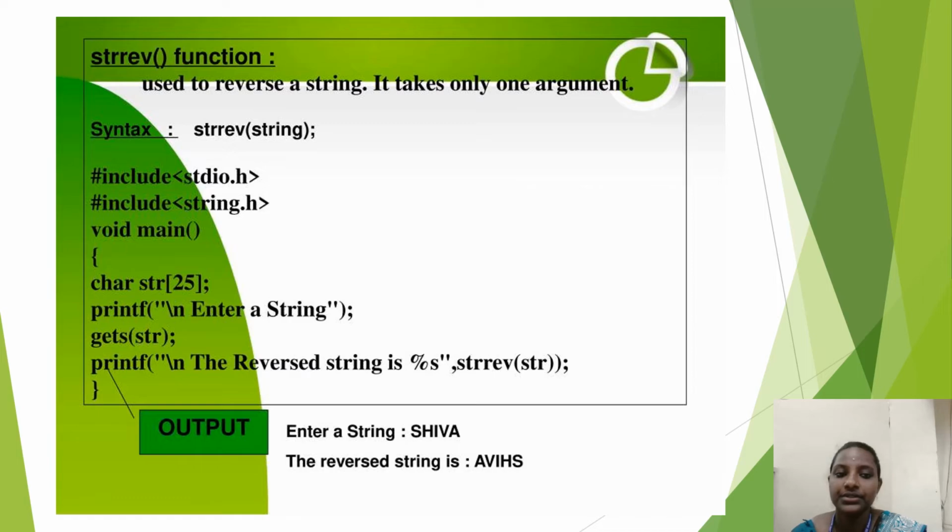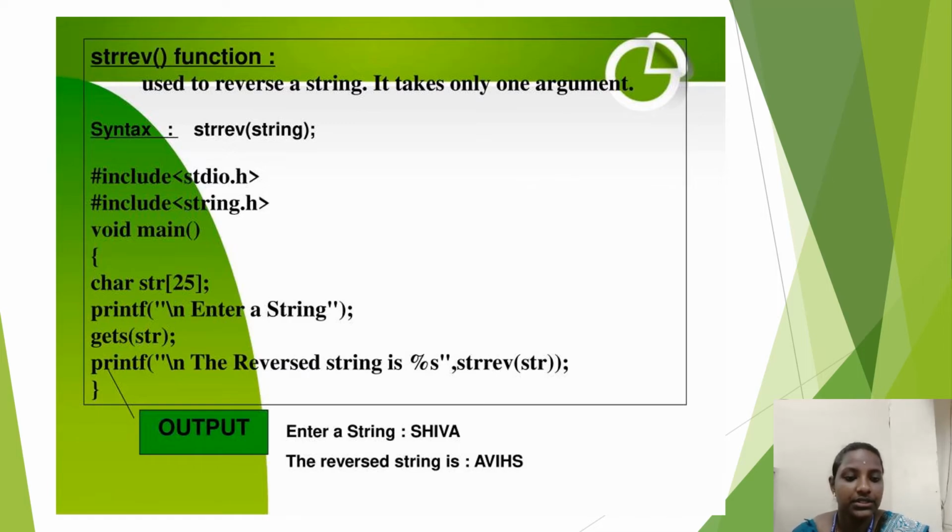So far we have discussed many string handling functions. Those functions take one string or more than one string. Using two strings, we will be comparing them, copying them, or comparing two or more strings. Whereas in reverse, we can use only one string. So at a time we can reverse one string.